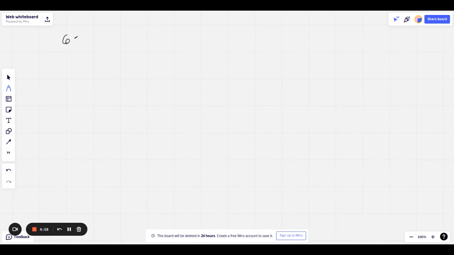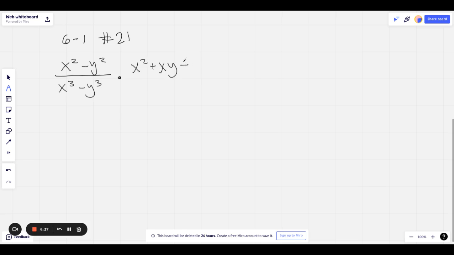Hi, I'm going to be working on problem 21 in lesson 6.1. So 21 says (x squared minus y squared) over (x cubed minus y cubed) times (x squared plus xy plus y squared) all over (x squared plus 2xy plus y squared). Ooh, there's a lot going on in here.